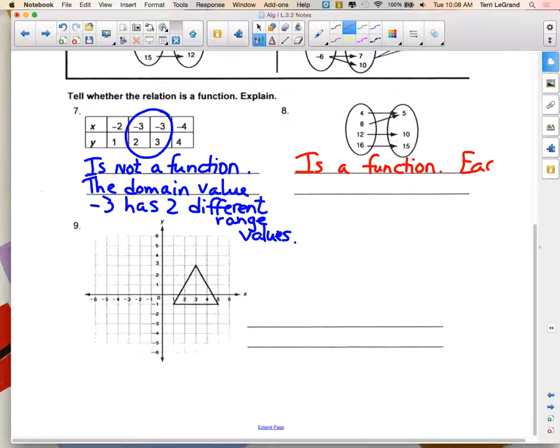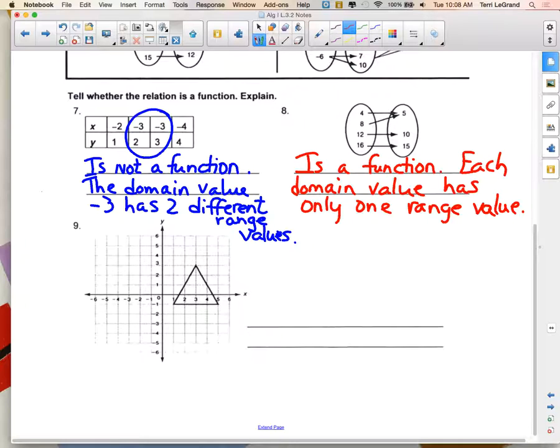Each domain value has only one range value. That's what we're looking for. Each domain value has only one range value, so you know what? That wins the prize of being a function.